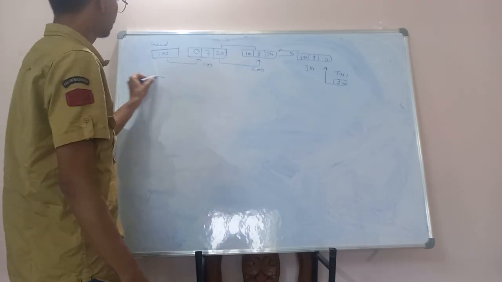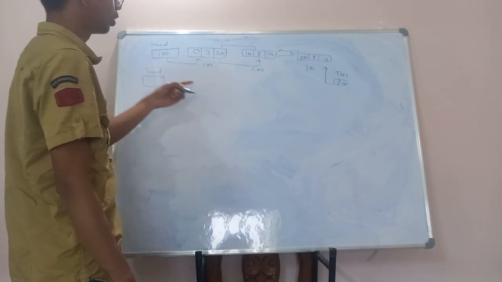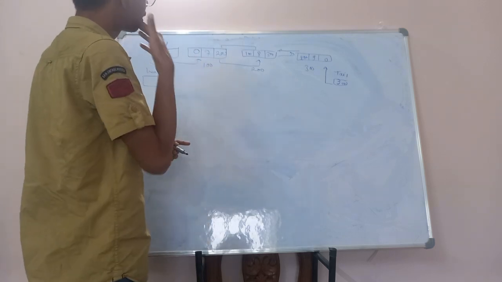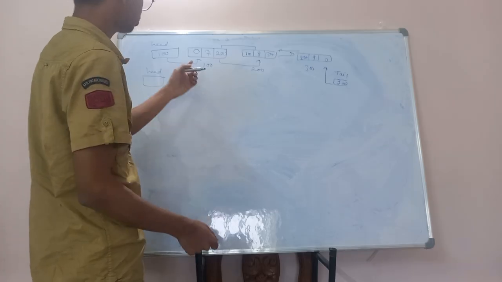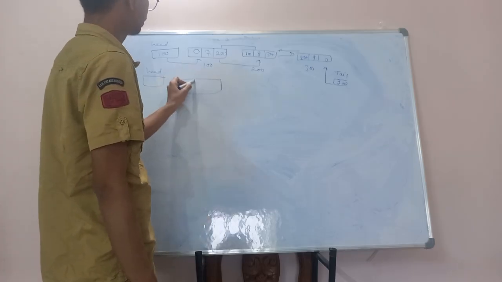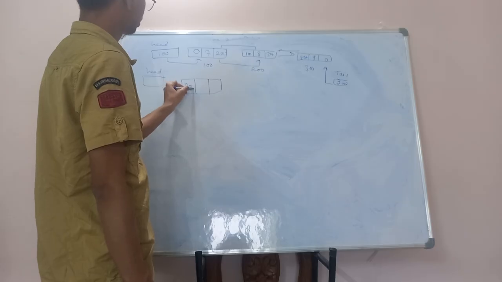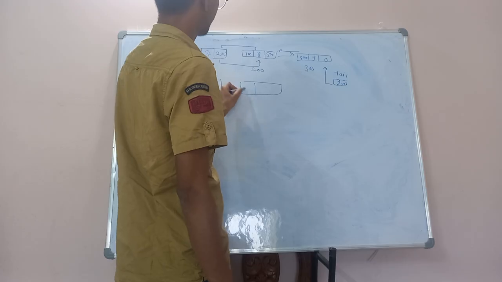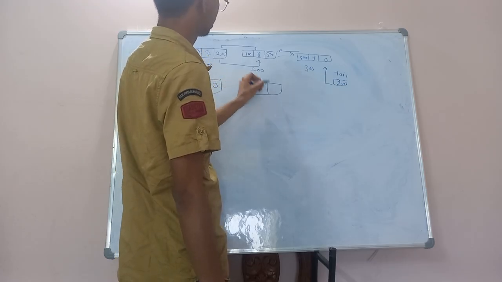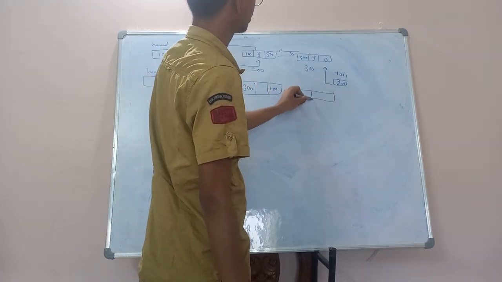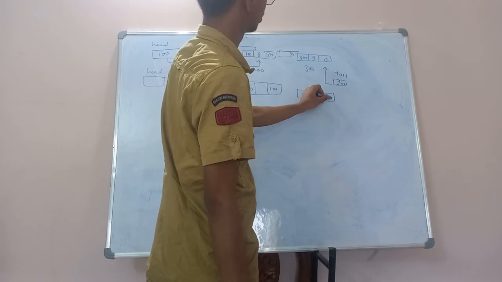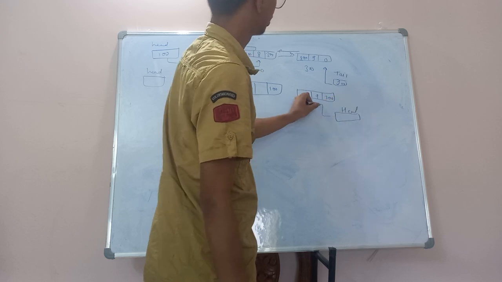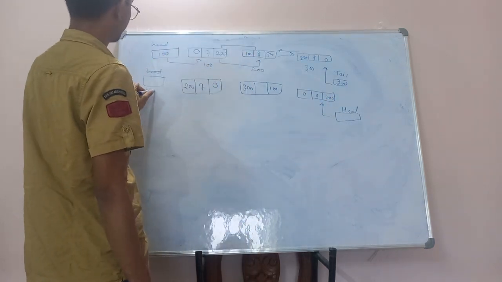By reversing, I mean here should be head and here should be tail. By reversing, it means I have to swap these two values, right? This will go here and this will go here, and I have to also swap this, right? This also I have to swap, and this I have to make tail as head, and this I have to make head as tail.